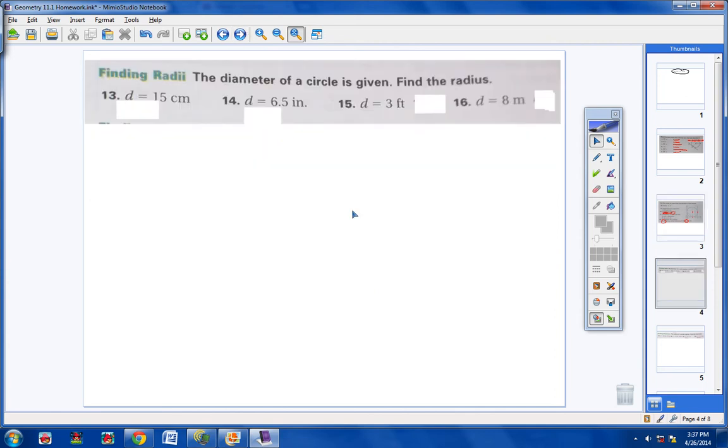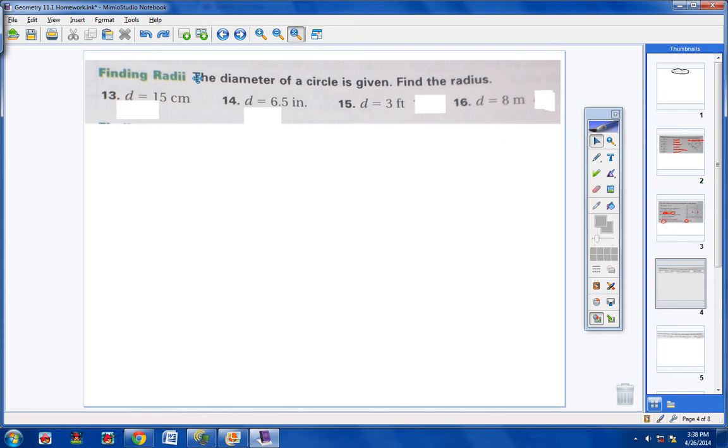Okay, moving on to numbers 13 through 16. Now this is really, really easy. Here they want us to find the radius. Well, you know the radius of a circle is always going to be half the diameter. I mean, here's a diameter going all the way across, and then here's the radius in blue right here. The radius, this blue line, is always half the diameter. So with that in mind, just take your diameter and cut it in half.